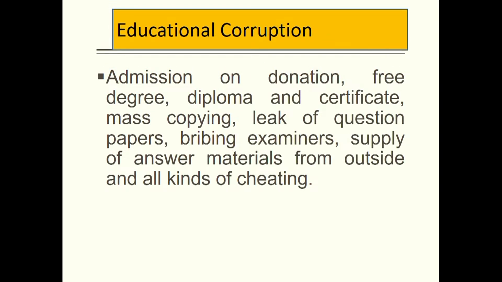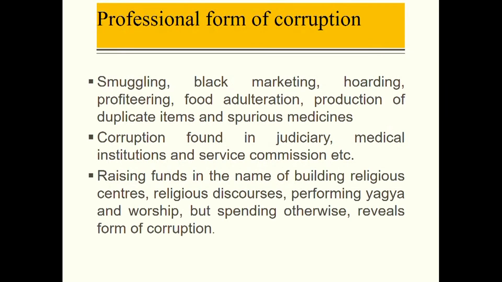Similarly, there is also education corruption, where people pay for admission and donations, and buy fake degrees, diplomas, and certificates. These are called education corruption. Similarly, professional forms of corruption are smuggling, black marketing, hoarding, profiteering, food adulteration, and production of duplicate items. These are different kinds of corruption.